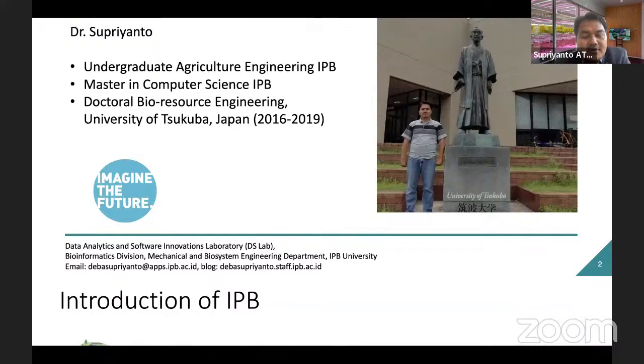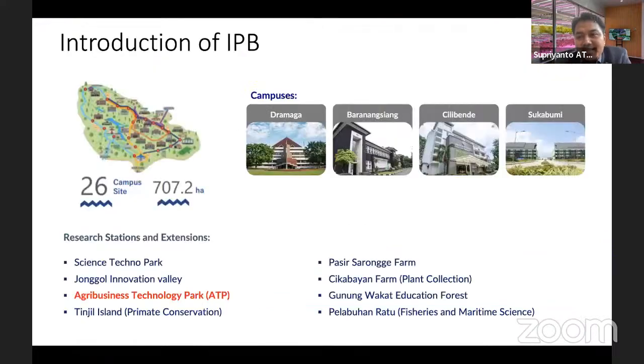Today, I would like to introduce our facility, the Agribusiness and Technology Park. ATP is part of the facilities of the IPB campus. The IPB campus consists of Dramaga, Baranang Siang, Cilibende, and also there are several farms like the Agribusiness and Technology Park, IPB University. And now I will focus on the ATP.